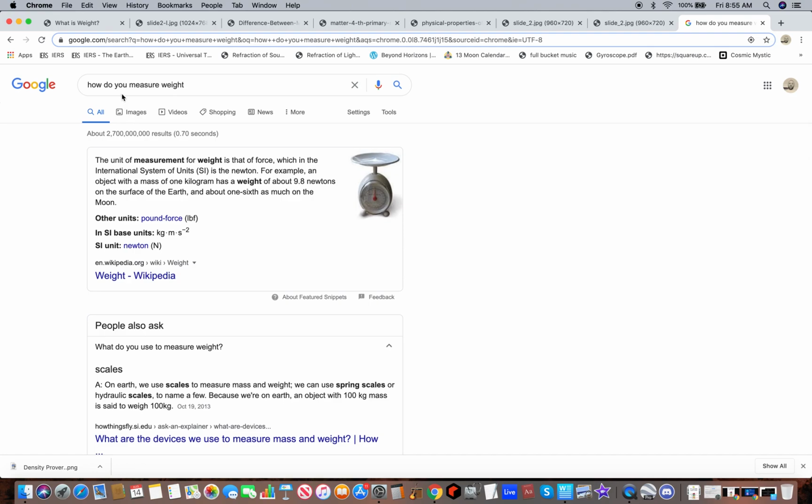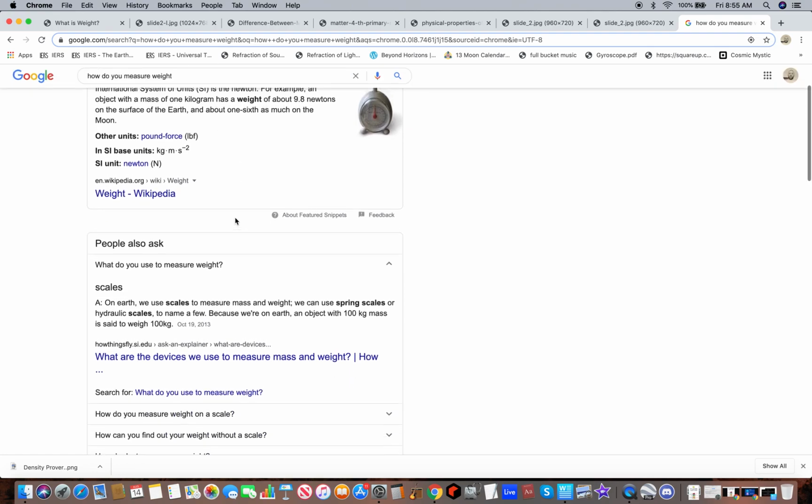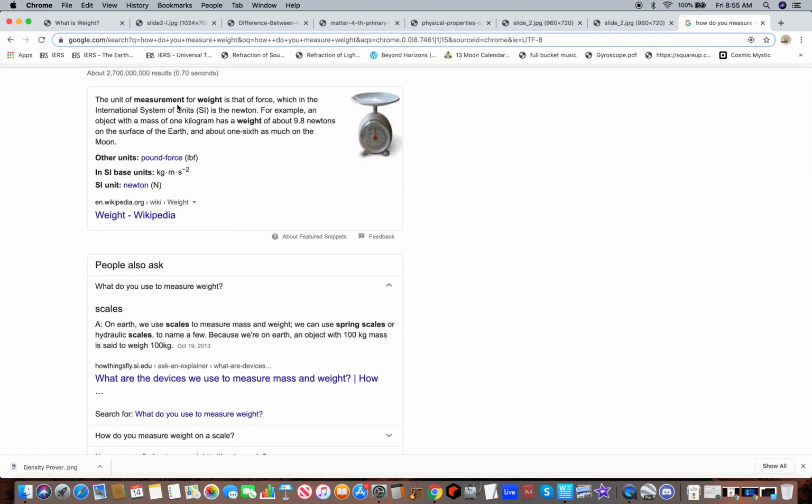I asked, how do you measure weight? Okay, the unit of measurement for weight is that of force, which in the International System of Units, SI, is the Newton. For example, an object with a mass of 1 kilogram has a weight of about 9.8 newtons on the surface of the Earth, and about 1/6 as much on the Moon. Right? This is the thing. This mass is such a load of nonsense.